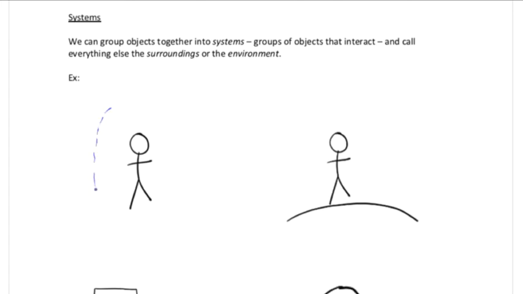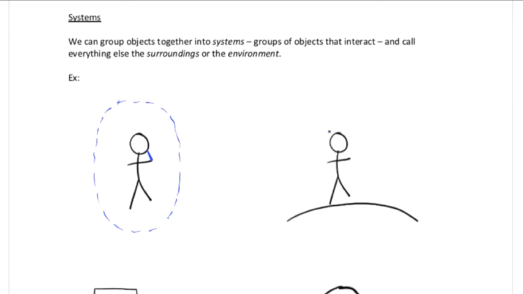For example, let's say that I take this person and mentally isolate them from everything. They are the only object in the system, and everything else is the surroundings or the environment. Now, any forces acting within this system are an internal force. If this person pushes on their own head, that would be an internal force, and I'll talk about what that implies in a moment. But something outside of that system would be an external force acting on this person.